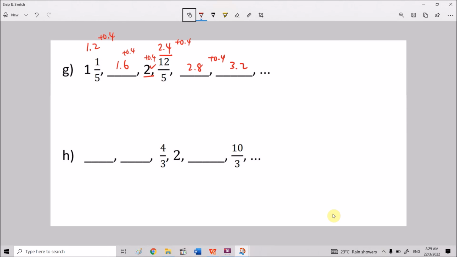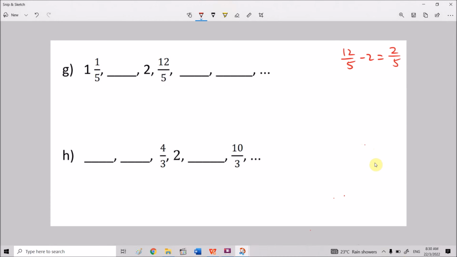So what if you want to use fractions? If you want to use fractions, 2 plus what gives 12 over 5? Take the fraction 12 over 5 and minus 2, you get 2 over 5. So here, you add 2 over 5. If you have 1 over 5 and add 2 over 5, you get 3 over 5. 3 over 5 plus 2 over 5 gives you 1, hence 2 over 5 can also be the answer for the pattern. So if you add 2 over 5, you get 14 over 5. If you add another 2 over 5, it becomes 16 over 5.